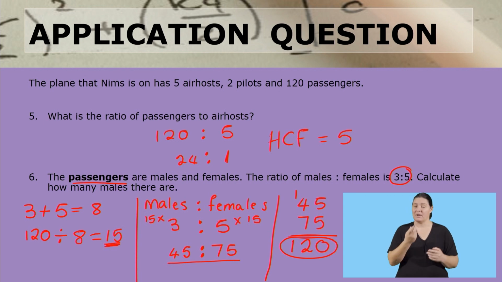How many males do we have? It means that we have 45 males, according to our ratio and calculations. I hope that was easy for you to understand. Let's move on to the next question.